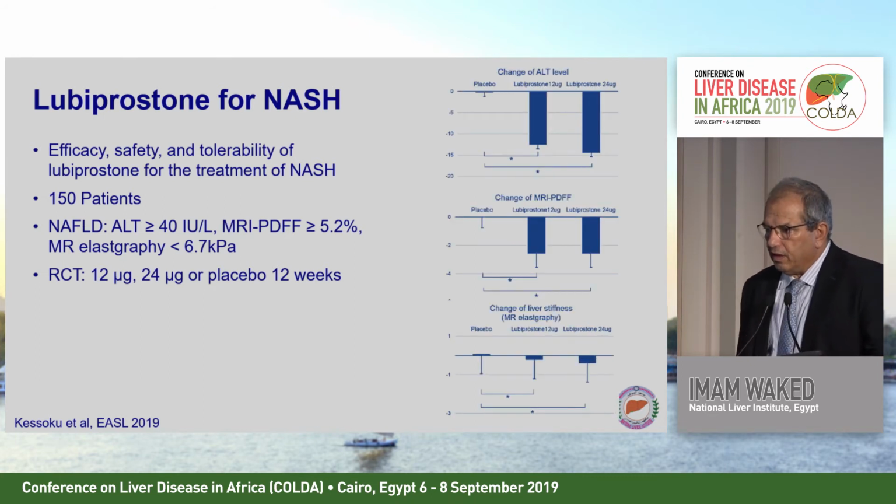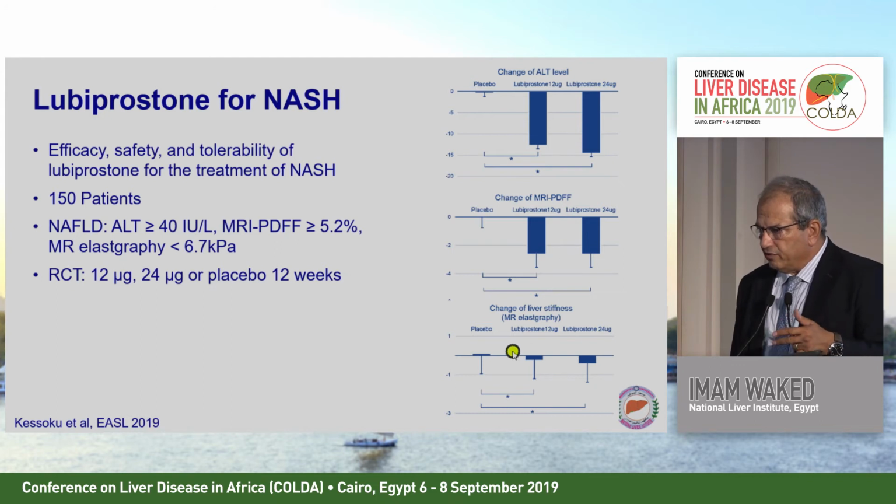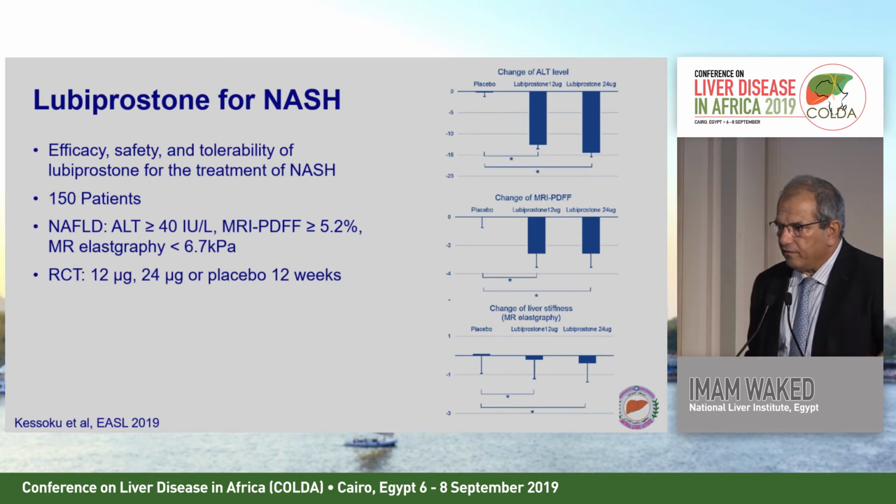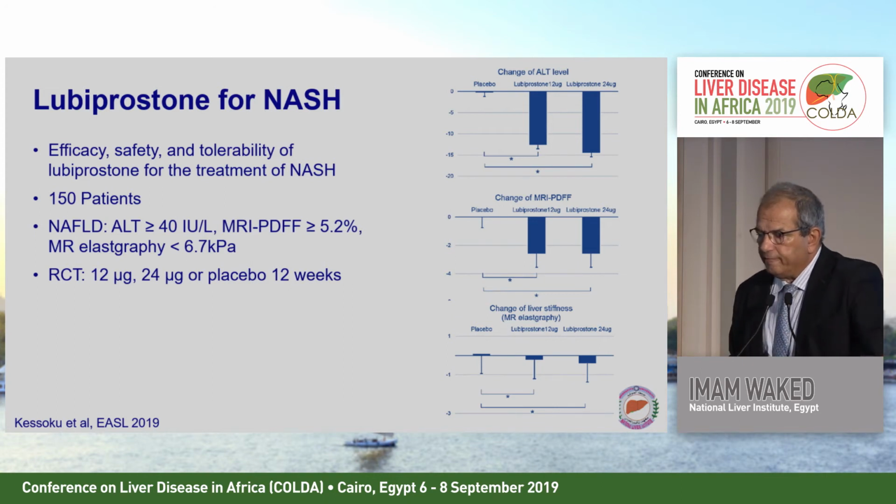They all had high ALT, MRI PDFF showing fat in the liver, and elastography showing no advanced fibrosis. They used 2 doses, the 12 and the 24 microgram for 12 weeks. And the graphs show the reduction in ALT, the reduction in liver fat by PDFF, and the reduction in liver stiffness by FibroScan. So it decreased ALT, it decreased liver stiffness, and it decreased the amount of fat in the liver. So this might be an easy available option for patients with NASH.